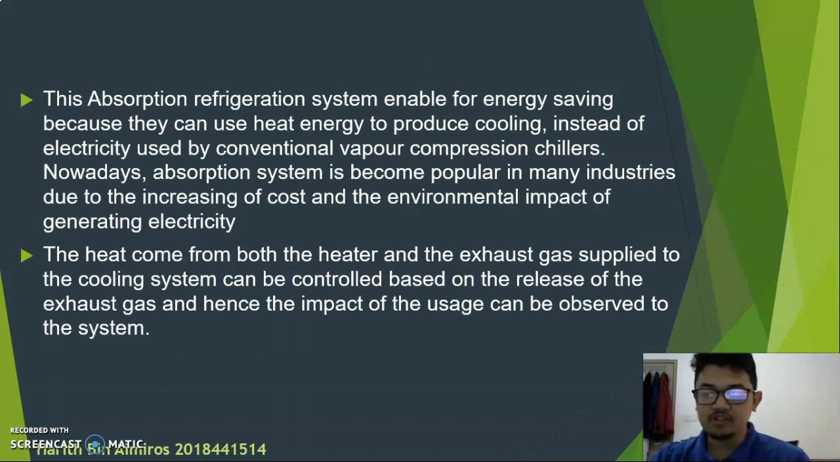This absorption refrigeration system enables energy saving because it can use heat energy to produce cooling instead of the electricity used by conventional vapor compression chillers. Nowadays, absorption systems are becoming more popular in many industries due to the increasing costs and the environmental impact of generating electricity. Back to the case study, the heat comes from both the heater and the exhaust gas supplied to the cooling system, which can be controlled based on the release of the exhaust gas and the usage of the heater, and hence the impact of usage can be observed on the refrigeration system.